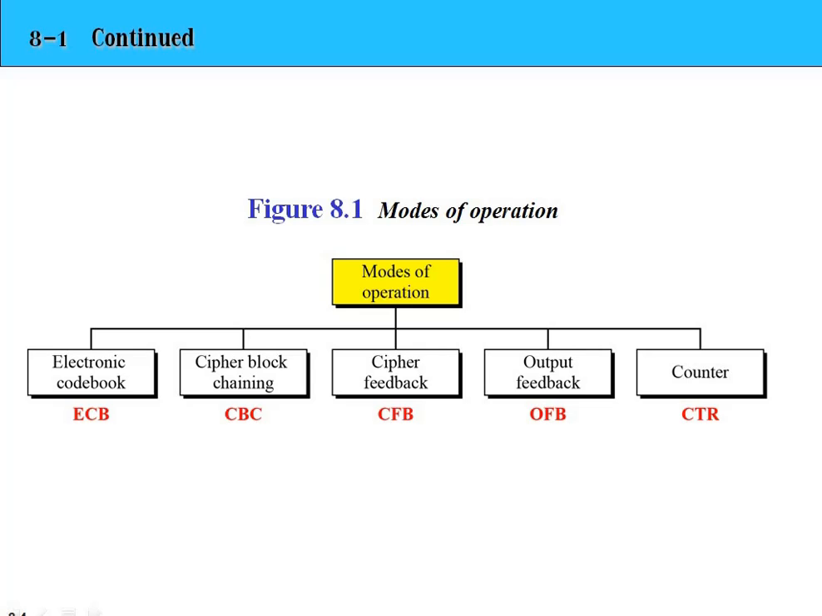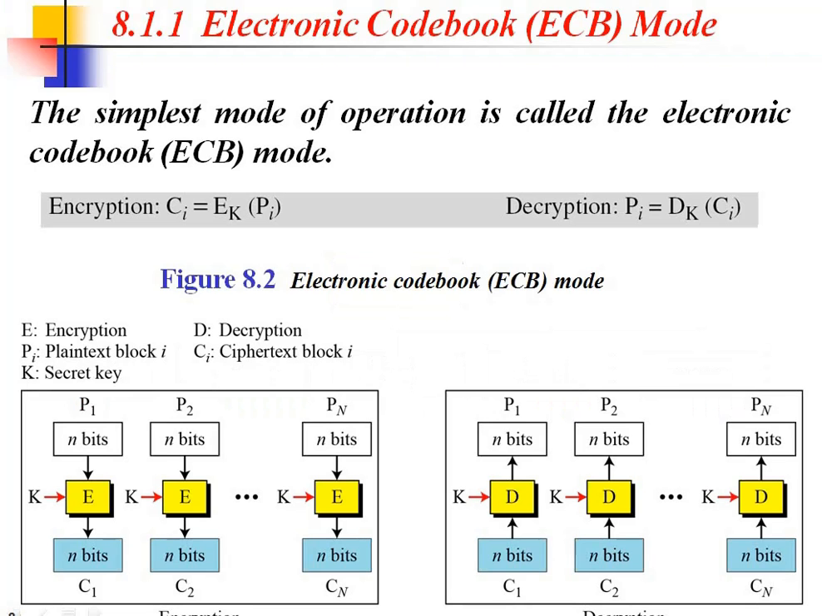These are the 5 different modes of operation: the electronic codebook mode, ECB; cipher block chaining, CBC; cipher feedback, CFB; output feedback, OFB; and counter mode, CTR. Let us see how these modes of operation can be used. The first mode is the electronic codebook mode, ECB mode.